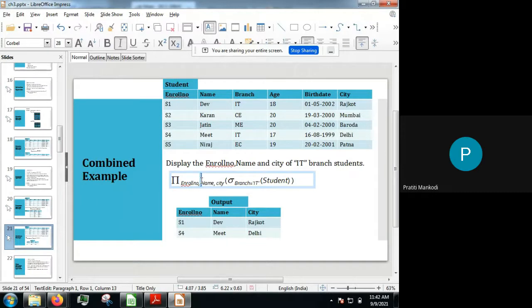Now one very interesting and logical thing, if you have understood everything properly in SQL and here, you will be able to know. Can I interchange these two operations? Can I apply first projection? Are you getting what I want to say? Can I write sigma branch is equal to IT inside bracket, project name and student? Can I do that?